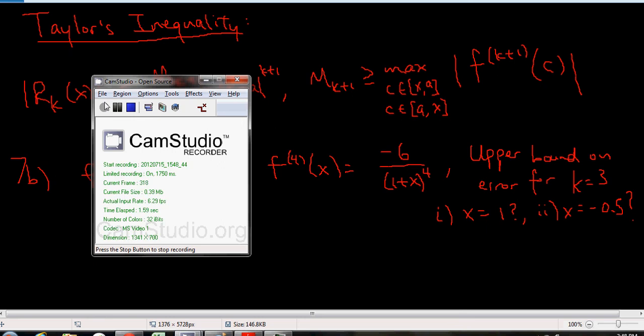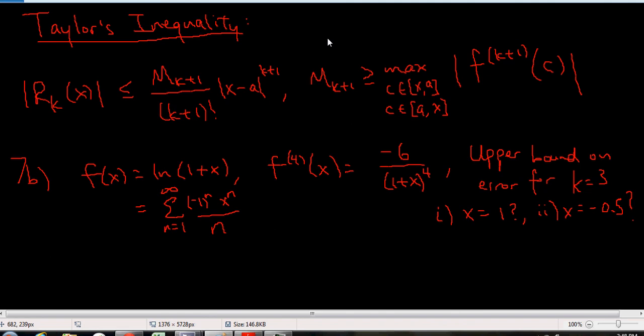Hey everyone, so this is a video about Taylor's inequality. It's going to use the new version that I showed you in the last video, and this is going to be us solving 7b from assignment 9.